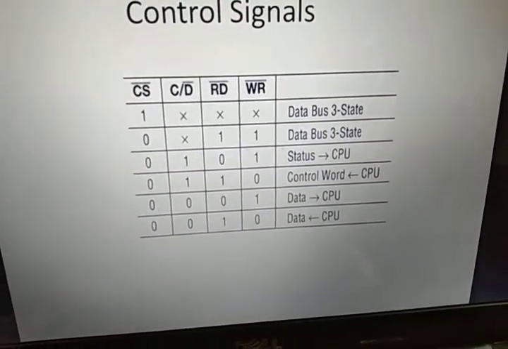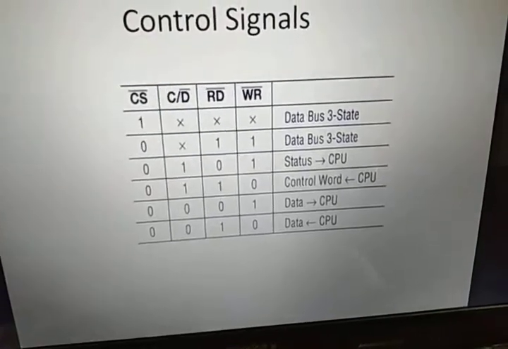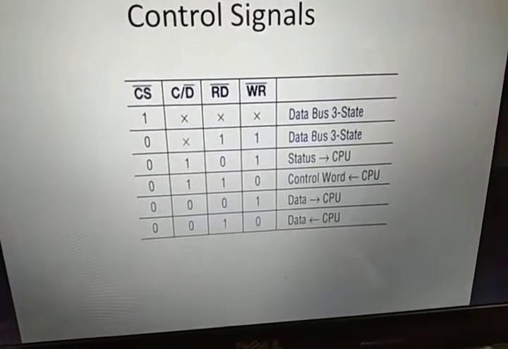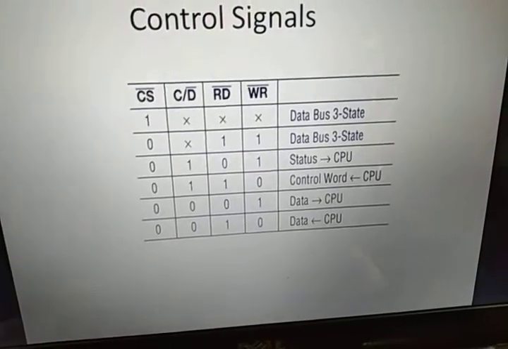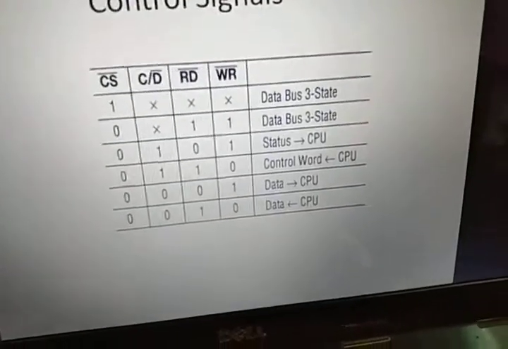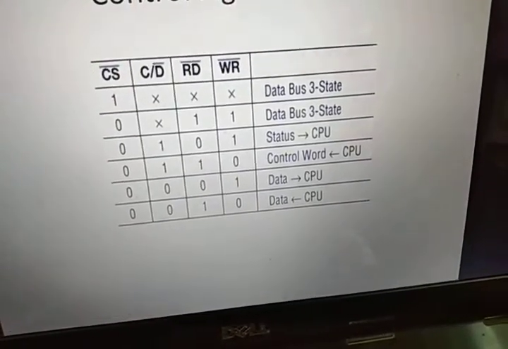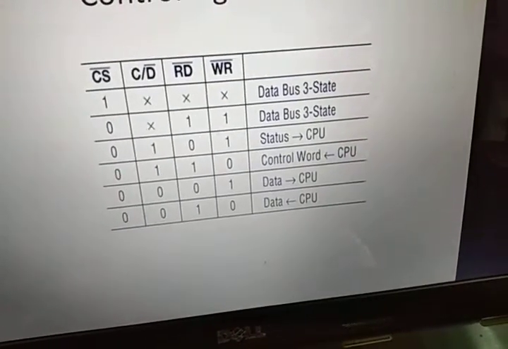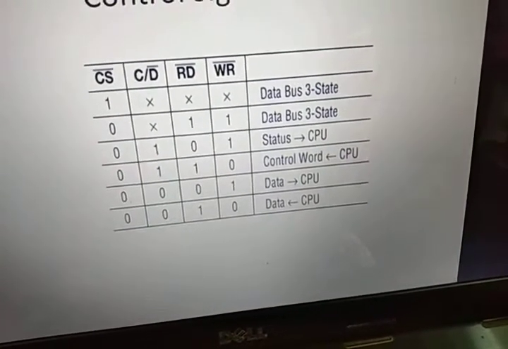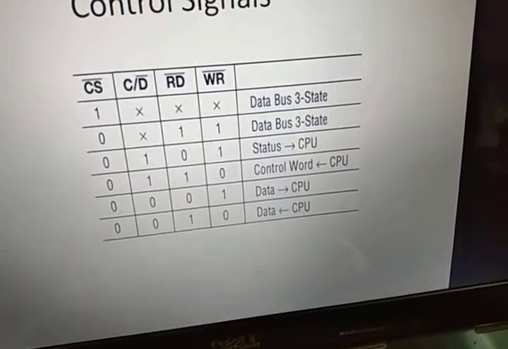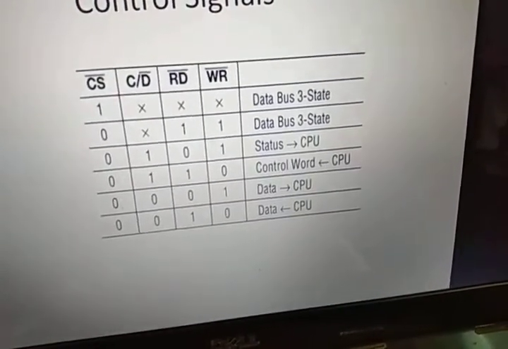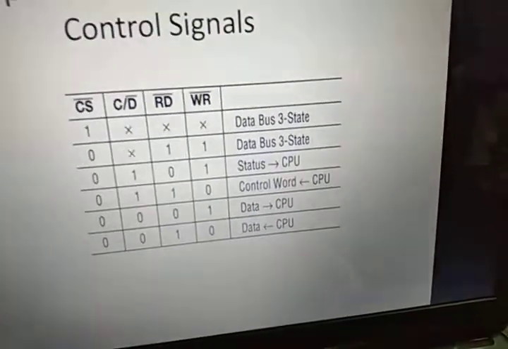And if it is a command signal, in that case if the write operation is enabled, then the control word is going to be written from the CPU to the 8251. Similarly, if it is a data operation, if it is a read operation, then the data is going to be read from the 8251 to the microprocessor. If it is a write operation, the microprocessor writes the data onto the 8251.